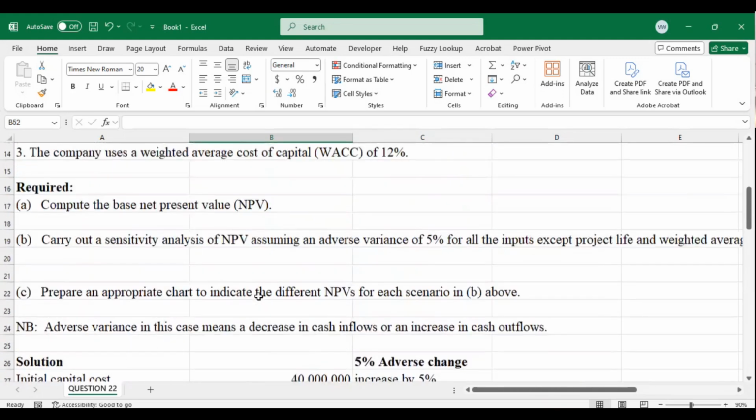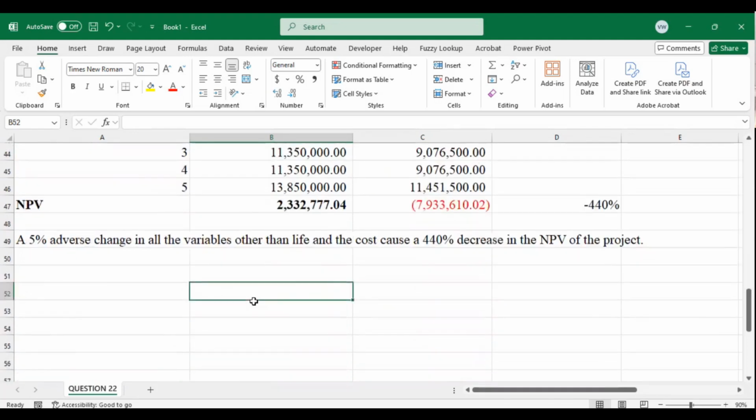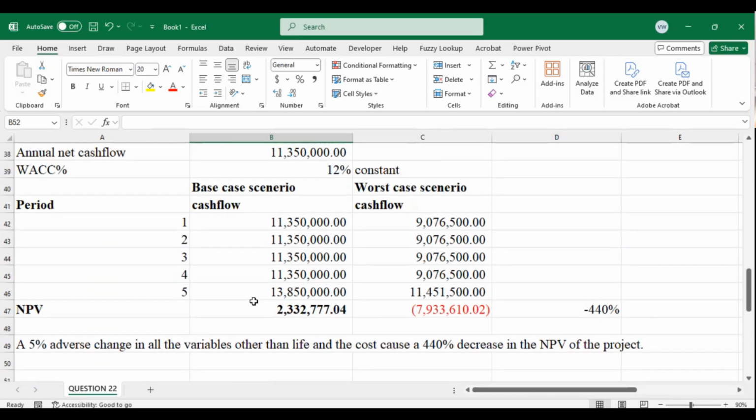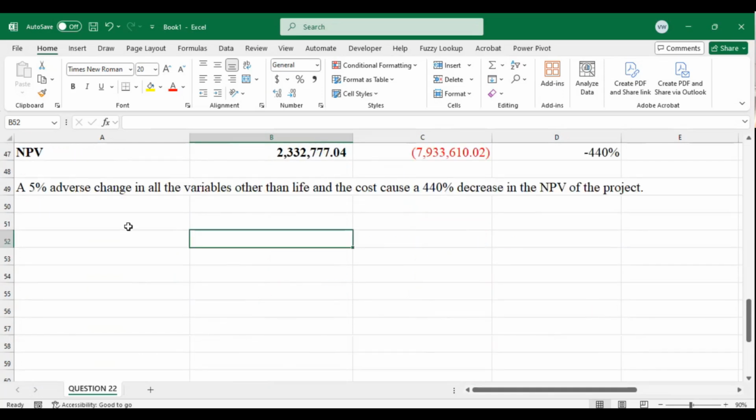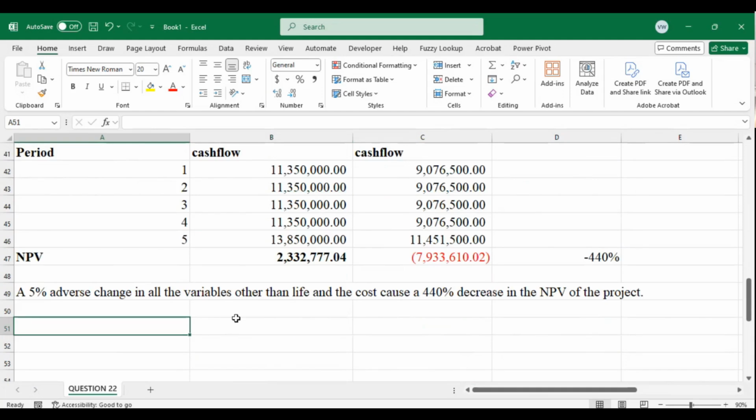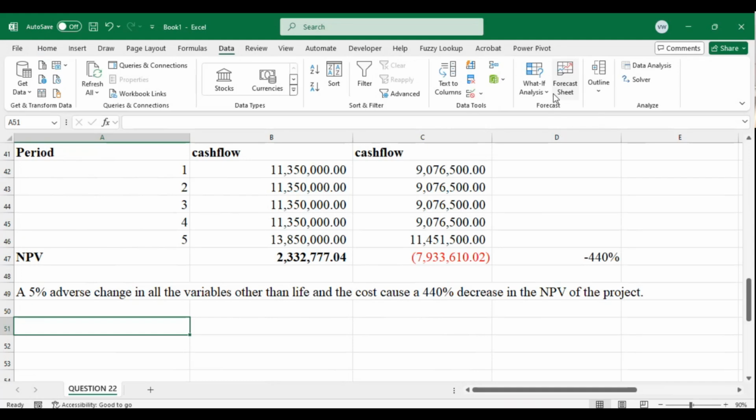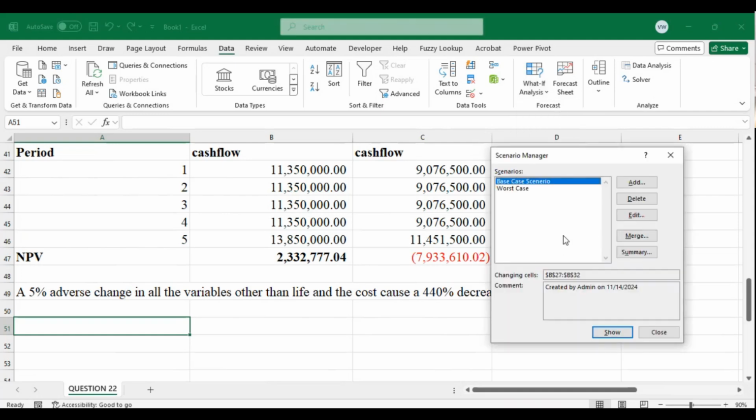Then the other part we are told is to prepare an appropriate chart to indicate the difference in the NPVs. So for us to prepare an appropriate chart, this is what we can do. Something important: we can always develop a summary. If you go to our data set, What-If Analysis, under Scenario Manager, you can go to Summary so that we show the summary.